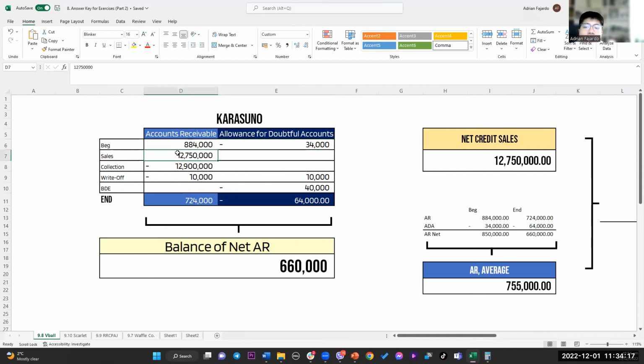And then sales, increase AR, so plus 12 million. Collections, decrease AR, so minus 12.9. Write-offs, decrease AR but increase ADA, or sorry, debit ADA, credit AR, right? So usually, credit siya kaya siya minus 34. So this is a debit, so 10,000, 10,000. And then a bad debt expense is a credit, so 40,000. If you sum all of this, and then you sum all of this, you'll arrive with the ending balance of 660,000.